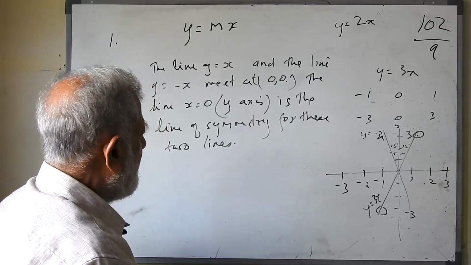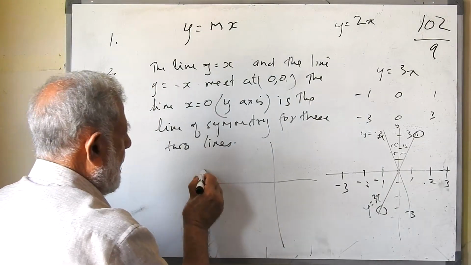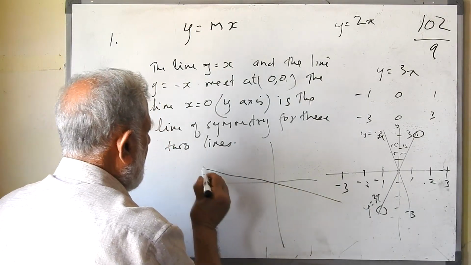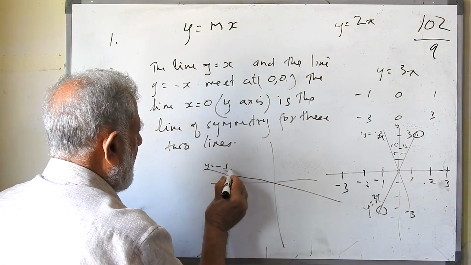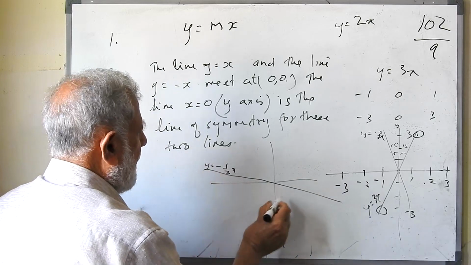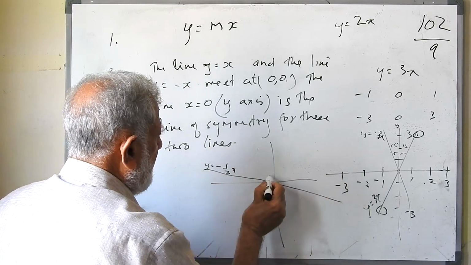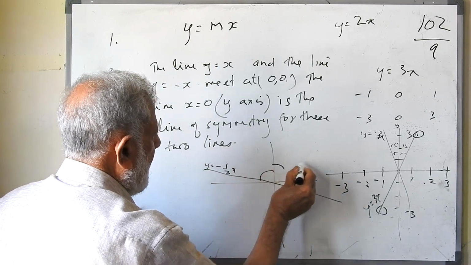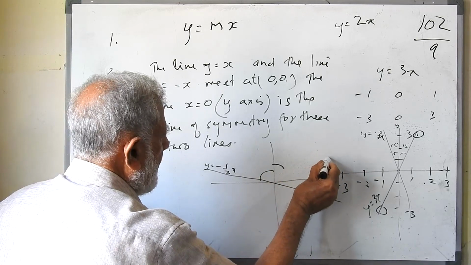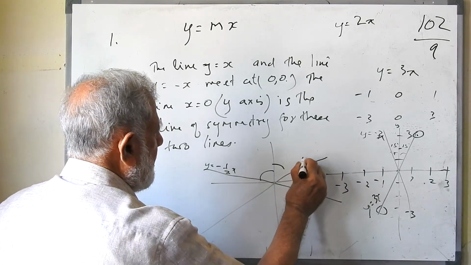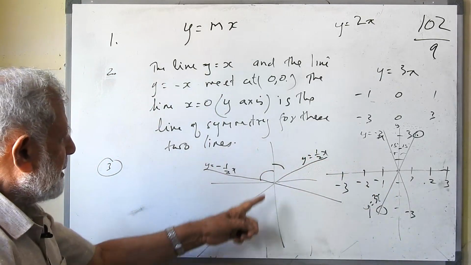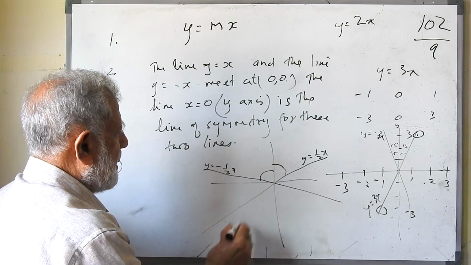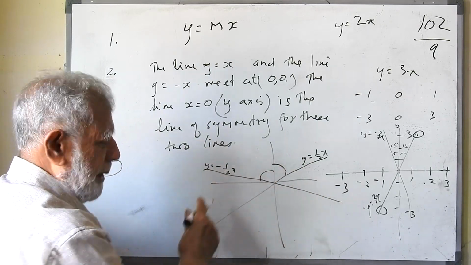Same way, supposing you have y is equal to minus half x. If you want to draw y is equal to plus half x, you have to only measure this angle and draw the half. So y is equal to half x, y is equal to minus half x. This is the line of symmetry. These two angles are equal.